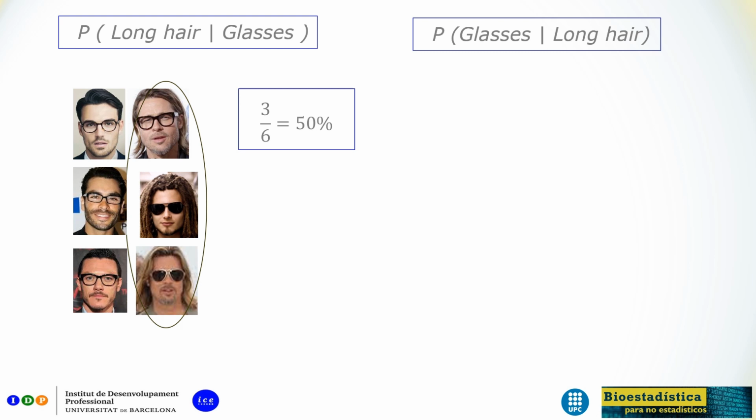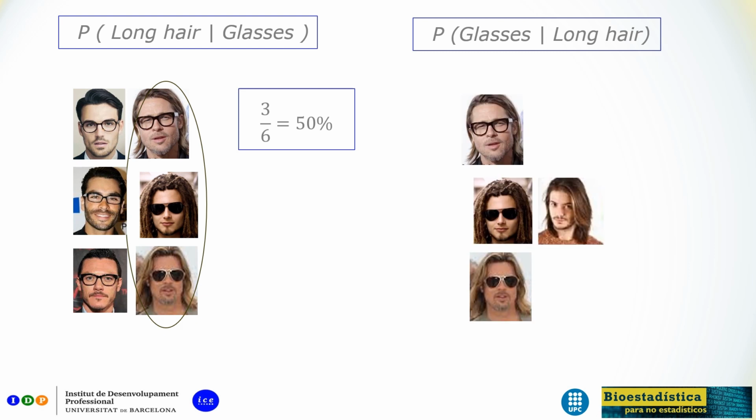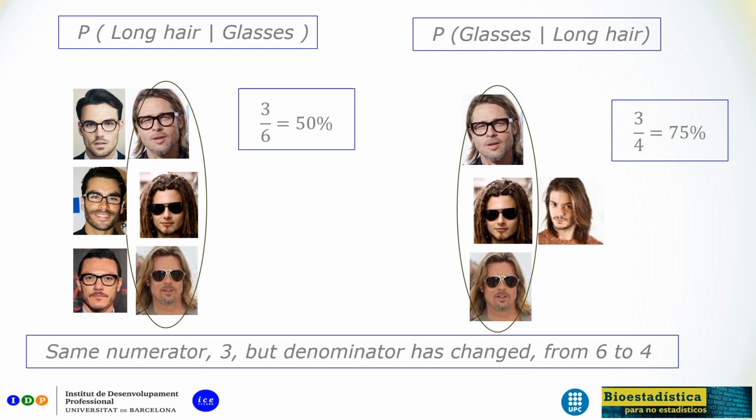And if we know they have long hair, what is the probability of their wearing glasses? Of the 4 with long hair, 3 wear glasses, 75%. These are different numbers. They have the same numerator, but a different denominator. With the conditional probability notation, we will represent them differently. After the vertical bar, what we know, and before, what we ask ourselves.